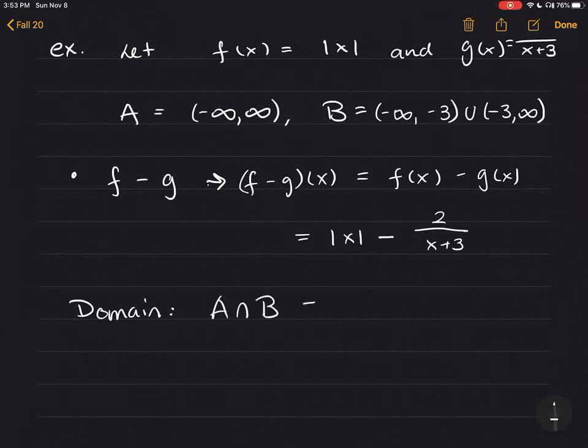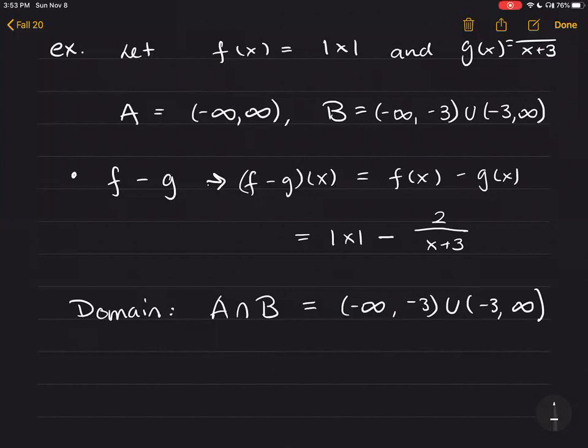And if you do that intersection, I think you will find that it comes out to (-∞, -3) union (-3, ∞). And if that was a little fuzzy for you, I recommend you go back and watch the video on intersections and unions towards the beginning of the course, and maybe draw some number lines and check that this is indeed what that intersection is.